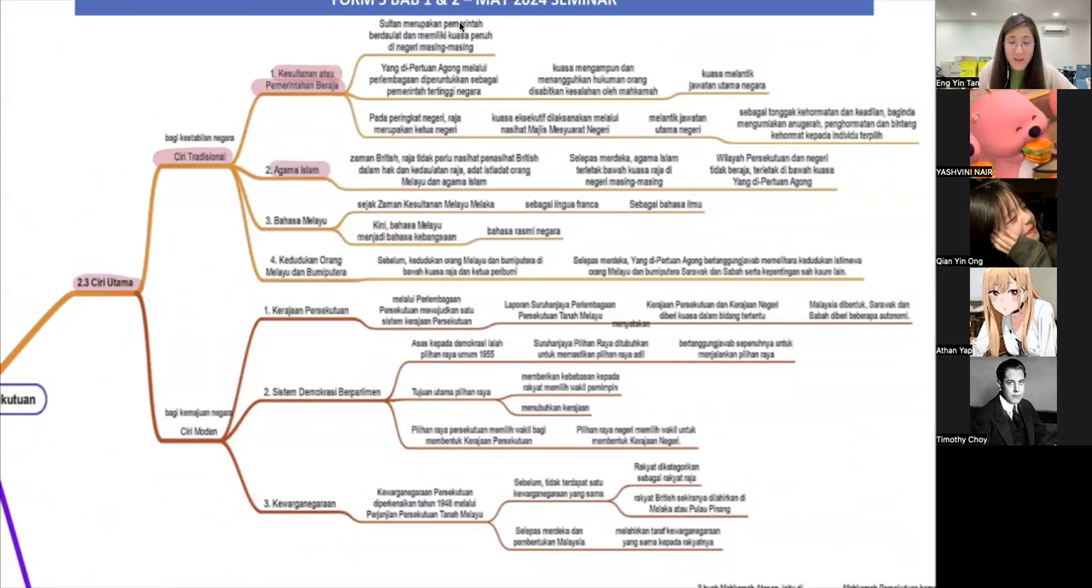We talk about agama Islam. We talk about bahasa Melayu. We talk about the Malay and the Bumiputra, their status. Hak istimewa, kedudukan orang Melayu dan Bumiputra. It's all about the Malay, the traditional law. And then you elaborate lah.